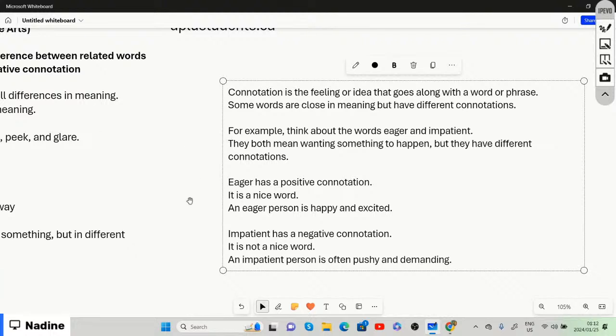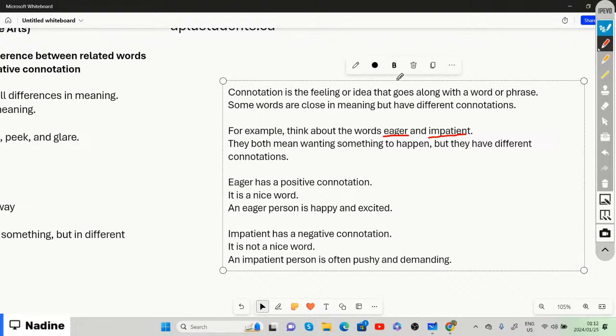For example, think about the words eager and impatient. If you look at both of these words, right, eager as well as impatient, they both mean wanting something to happen, but they have different connotations.